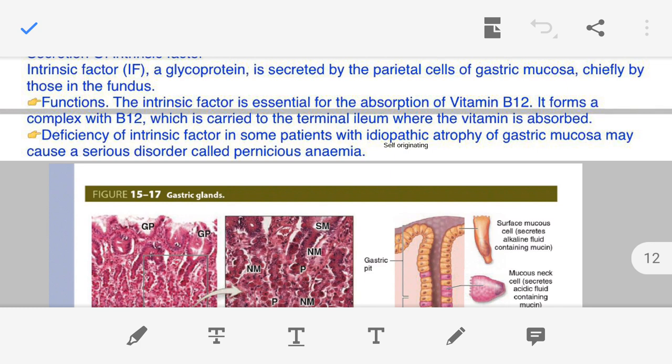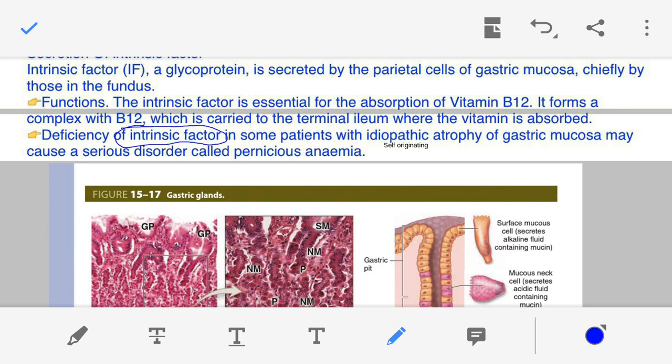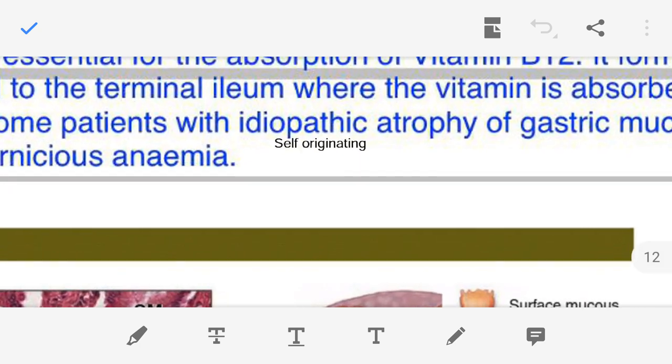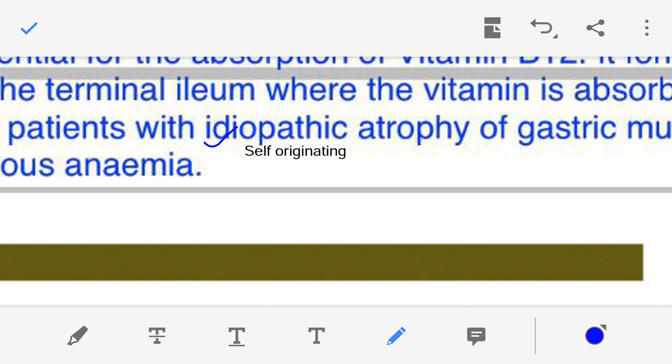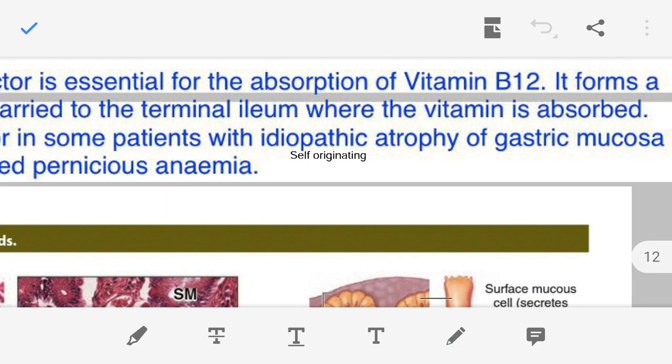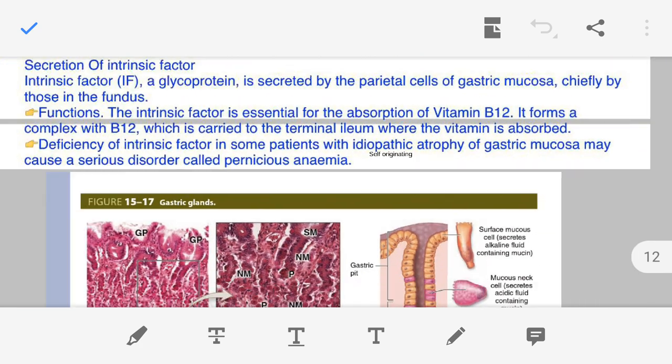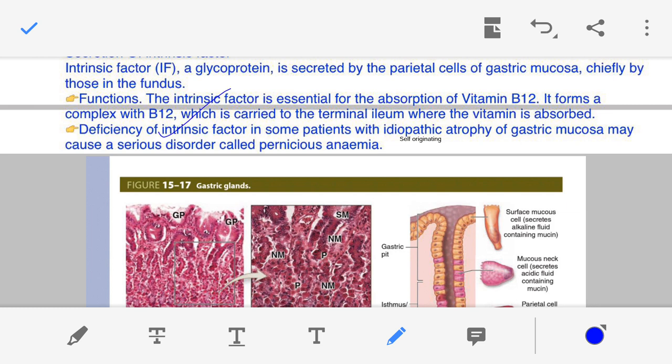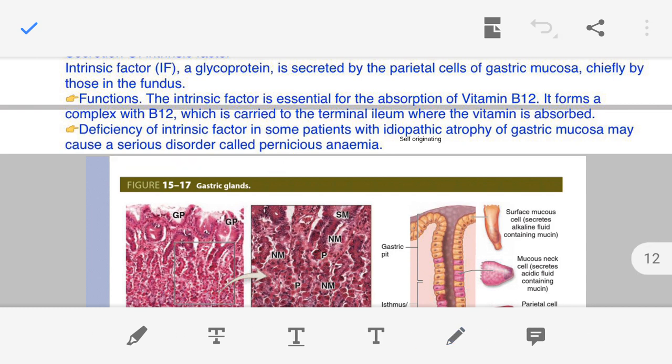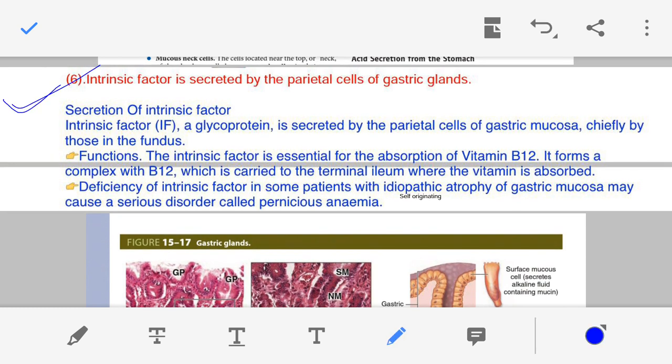Now sometimes in some persons there is a deficiency of intrinsic factor. In this case, idiopathic atrophy occurs. Idiopathic atrophy means a disorder in which the intrinsic factor is not secreted sufficiently, so it is self originating, occurring without any known reason. That is the meaning of idiopathic atrophy. The patient then suffers from a serious disorder known as pernicious anemia. So this is the sixth point of our discussion, intrinsic factor.